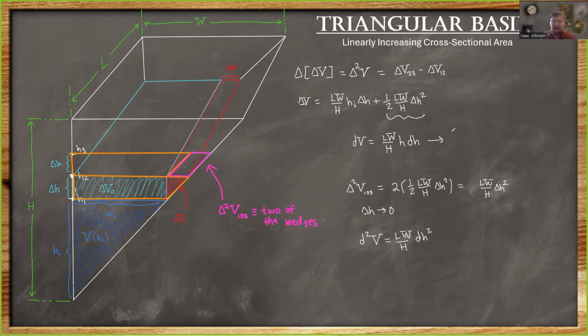So over here, we move those differentials around, which I argue is totally valid, because if you can move finite difference terms around, why can't you move differential terms around? dV over dH equals length times width over height times H. Then we did the change of the change, and we got d2V over dH squared equals length times width over height.